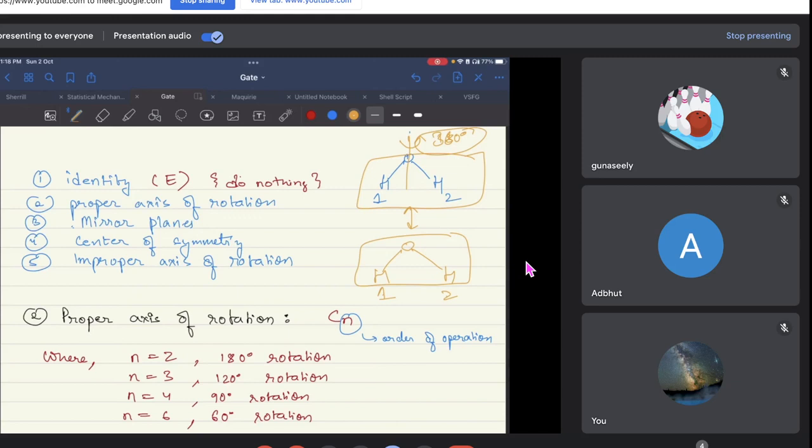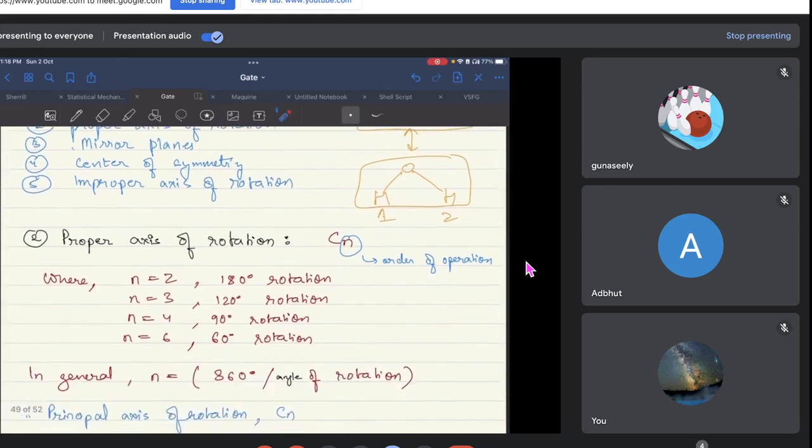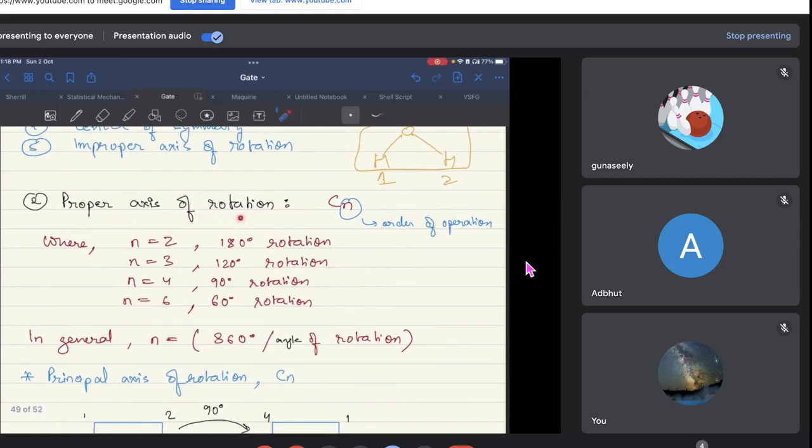So the second one is the proper axis of rotation. I will discuss only up to here, and for the other three I will give you the reference, so you can go and take the detailed notes from that. So the second one is the proper axis of rotation.